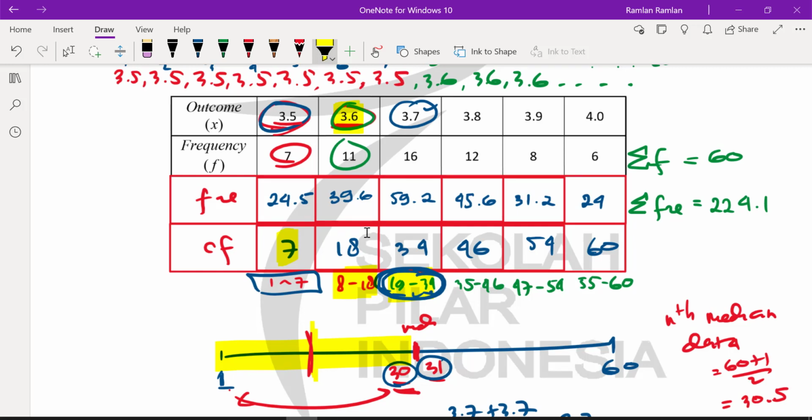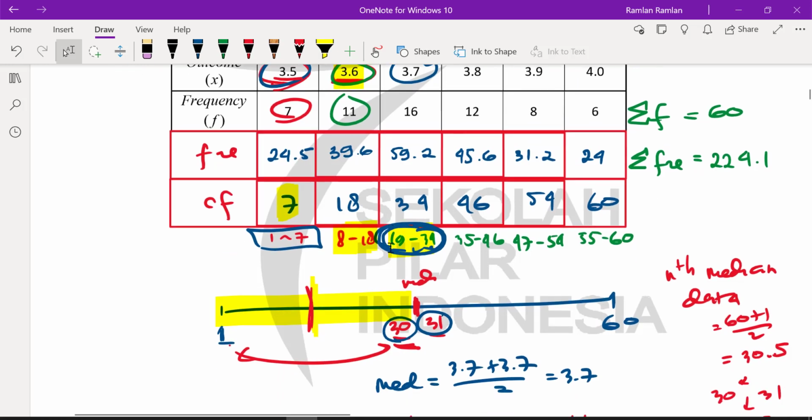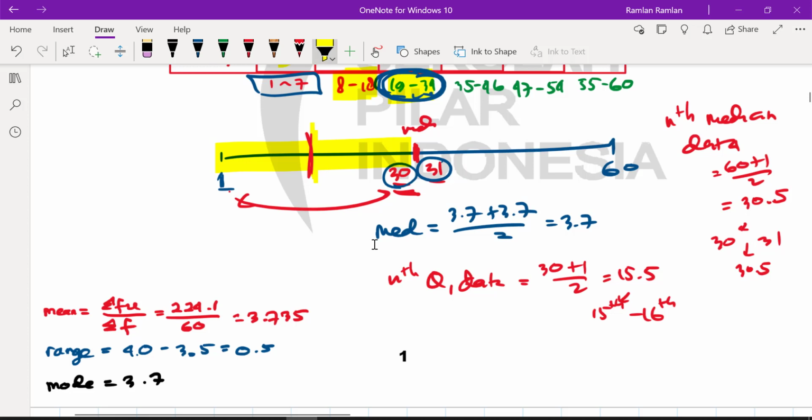So data number 8, data number 9, data number 10, and so on, is this guy over here, 3.6. Okay, so because they're the same, right? Data number 15 is over here, and data number 16 is also over here. So both of them will be 3.6. Which means that the lower quartile is going to be 3.6 plus 3.6 divided by 2, and that'll be just 3.6.